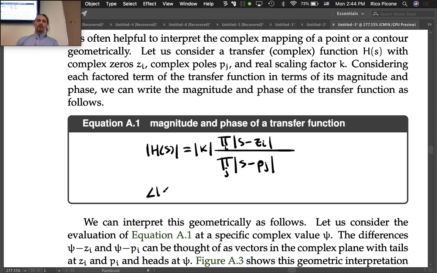If you want to know the phase of the transfer function, you have to take the sum of the phases of s minus zi, minus (the poles come back negative) the sum of the phases of all of the s minus pj terms.